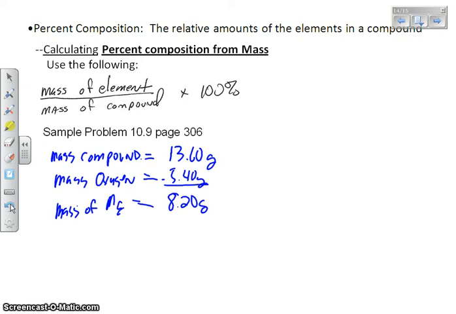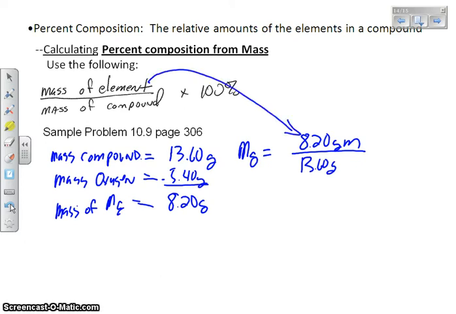So what we need to do is take the mass of the oxygen and the mass of the magnesium. And we'll start with the magnesium just because that's how they do it in the book. So the magnesium is 8.20 grams of magnesium over 13.60 grams. That's the total. So this is that, and this is that. Multiply that by 100%. And when we do that, we get an approximate number of 60.3%. So 60.3% of the compound is made up of magnesium.